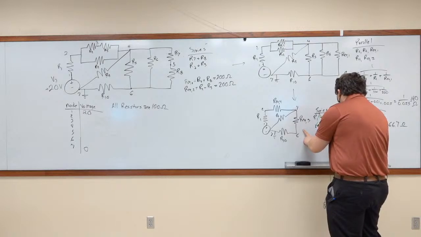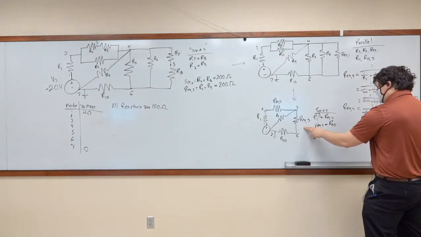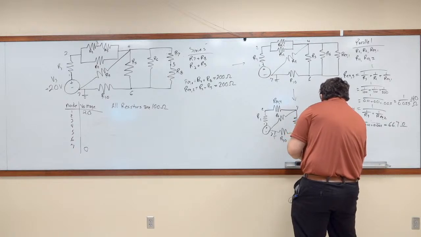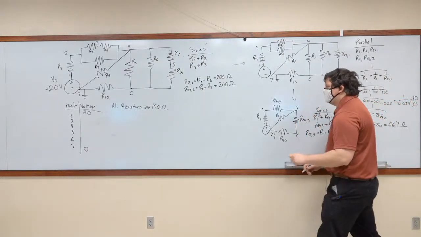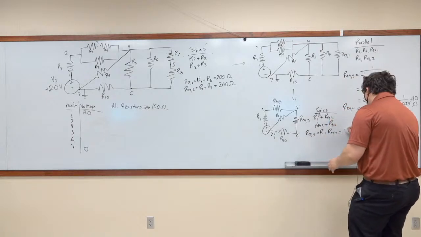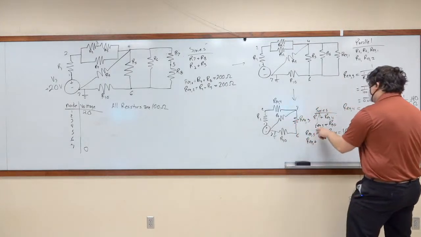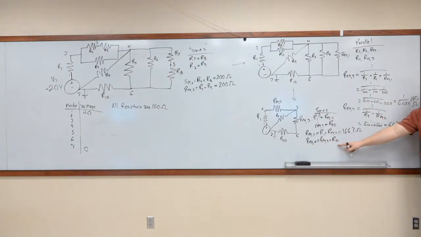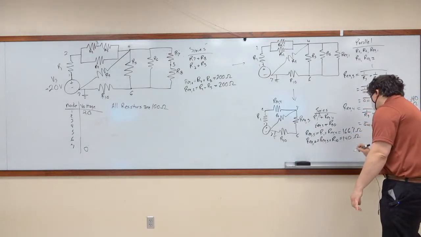Okay? So REQ3 and R10. All right, so just adding them in series. REQ5 is equal to R1 plus REQ4. REQ4 is 66.7 ohms. R1 is 100 ohms. So REQ5 is equal to 166.7 ohms. Meanwhile, REQ6 is equal to REQ3 plus R10. This one's equal to 100 ohms. This one is equal to 40 ohms. So this is equal to 140 ohms.